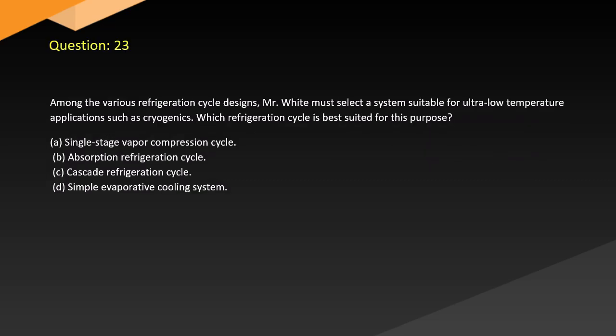Question 23. Among the various refrigeration cycle designs, Mr. White must select a system suitable for ultra-low temperature applications such as cryogenics. Which refrigeration cycle is best suited for this purpose? A. Single-stage vapor compression cycle.